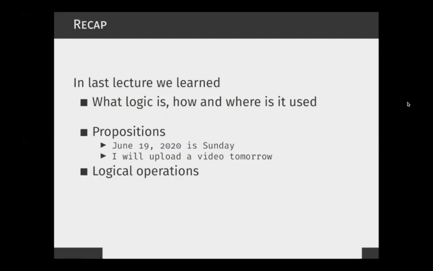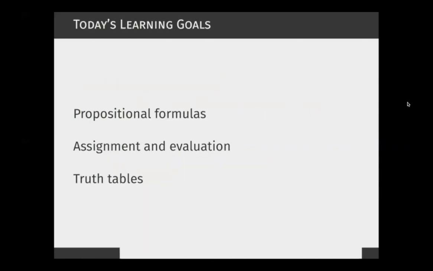In our previous video, we also talked about 5 logical operators, which are listed here. Today, we will talk about these operators in detail. The goal of today's video is to introduce you to the concept of propositional formulas, what is meant by an assignment, which is just a function, and what truth tables are and why we use them. So these 3 concepts we will be studying in today's video.